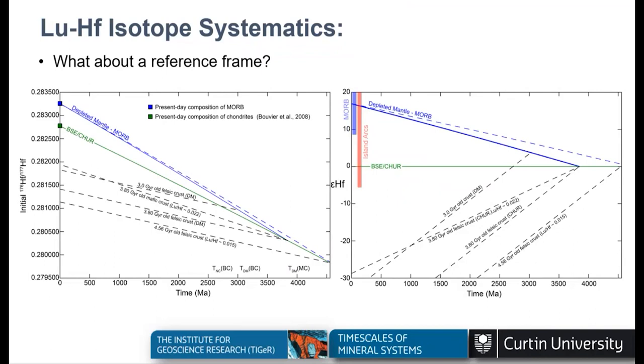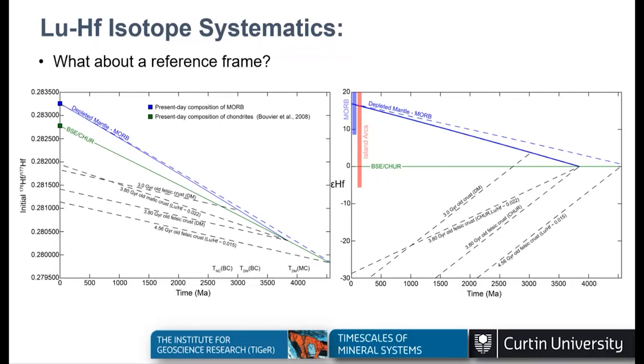You can do a similar thing for the depleted mantle. So its present day composition is somewhere up there. It's slightly more than the bulk silicate Earth because it's been depleted in hafnium or enriched in lutetium, you can think of it that way. And project that back as well. That's this dashed line here. It goes pretty much back to the BSE at the initial. You get close to what your BSE composition is at the age of the Earth. And the fine detail is not exactly there.